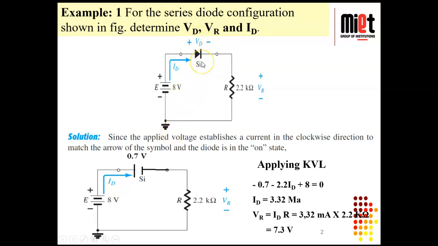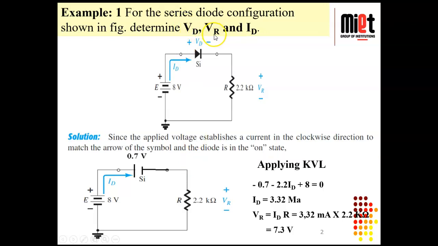This is a silicon diode, and we have to replace it with its knee voltage. We know the knee voltage of silicon is 0.7 volt. So this is the 0.7 volt in place of the diode. Now we have two sources of voltage: one is the battery, the second is the diode voltage, and there is one resistor. So VD is 0.7. One parameter we have obtained.